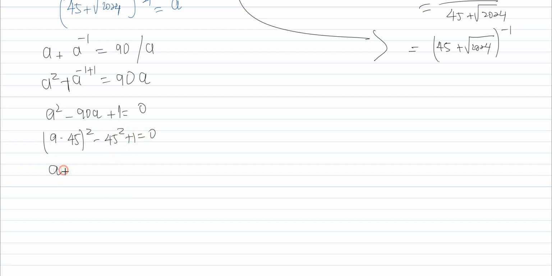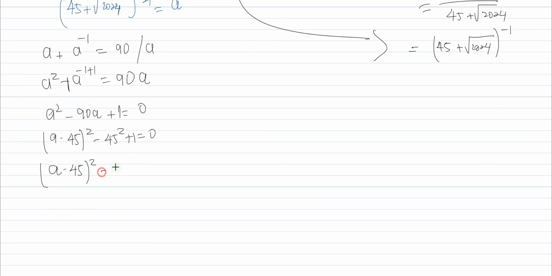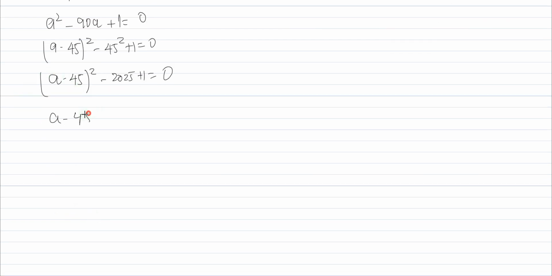So I have here (a - 45) to the power of 2, and 45 to the power of 2, we have already seen it here. This is 2025, and then minus 2025, and then plus 1 equals 0. From here we're going to have (a - 45) squared. This would be minus 2024, which is going to be equal to 2024 positive. So now we have a minus 45 equals plus or minus square root of 2024.